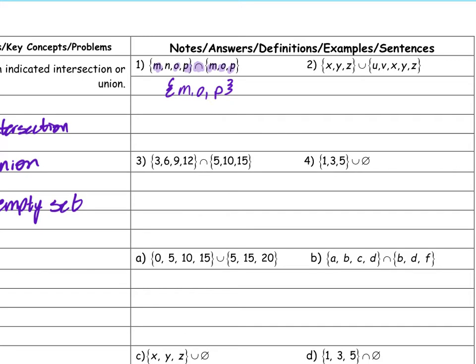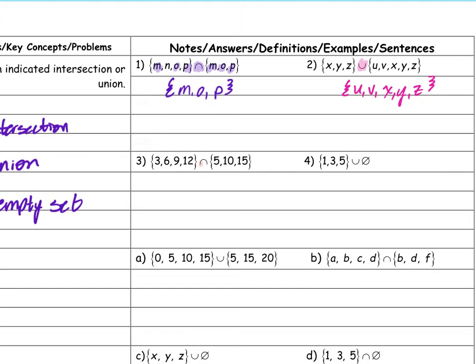The upside down U is a union, so it wants everything that's in both sets. So I need everything that's in both. And you usually go in order, smallest to greatest. Always when we talk about sets, we always go smallest to greatest. If it's letters, we're going to go alphabetically. So I think we've got U, V, X, Y, and Z. And I think that's all. Okay.